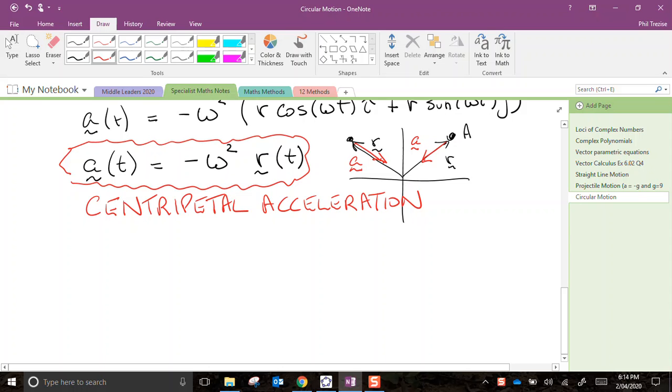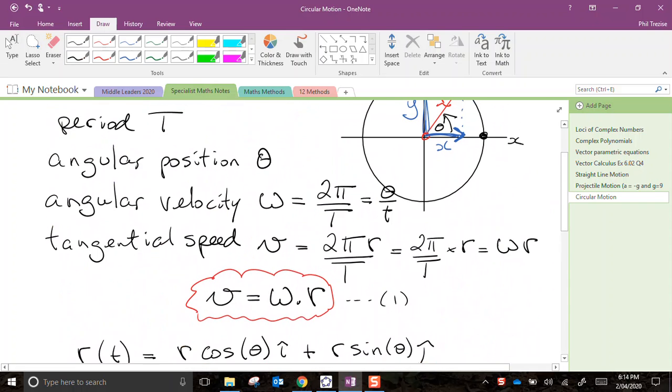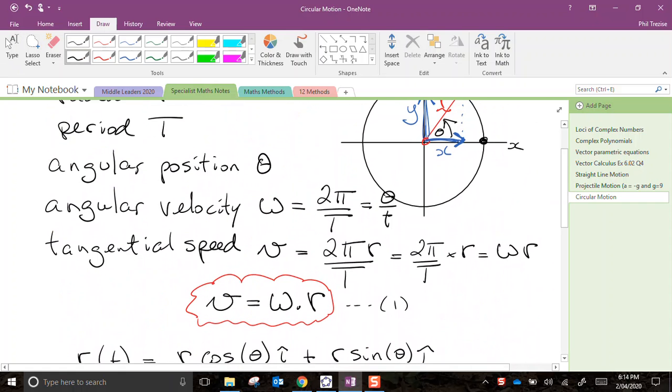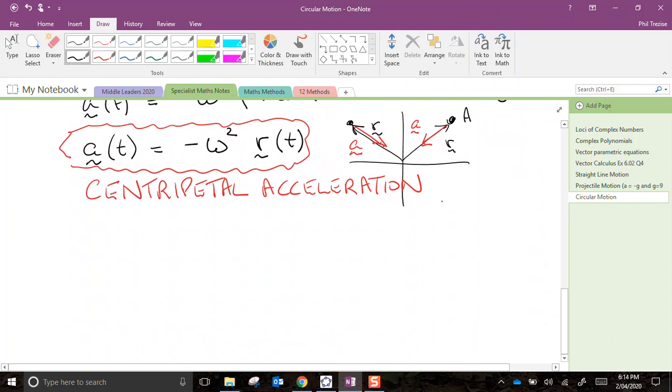Now, we had from earlier that v equaled omega multiplied by r. Let's go back and check that. We had that, sorry, other way around, that v equaled omega times r. There it is, equation number 1. Time to bring that one back. v equaled omega times r. So it would seem that omega equals v divided by r.